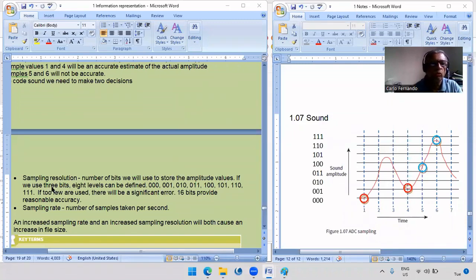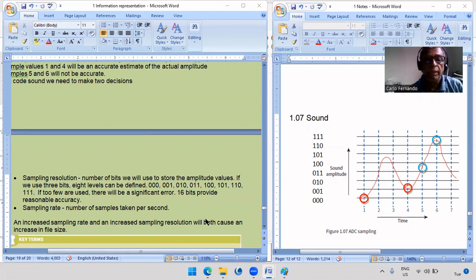So 0 to 111 is like this. And if too few bits are used, like even three, what happens? There will be a significant error, because these will be errors. So this will not give a correct reproduction of the sound.